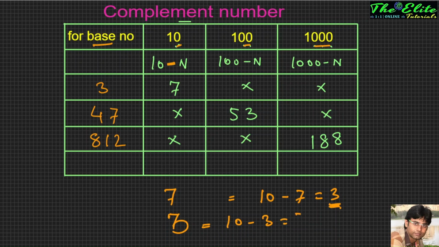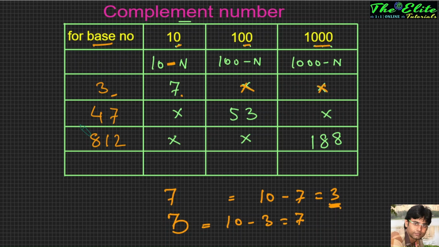10 minus 3 makes it 7. Okay, so likewise it is the case. So here you can see the number I had given is 3. So what will be the base? 3 is the number here, and you are asked to find the complement number based on 10. What is that? 7. Based on 100 we cannot find because it is a single digit.